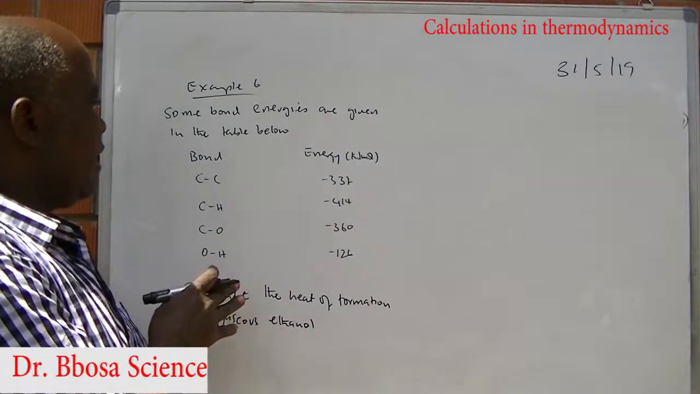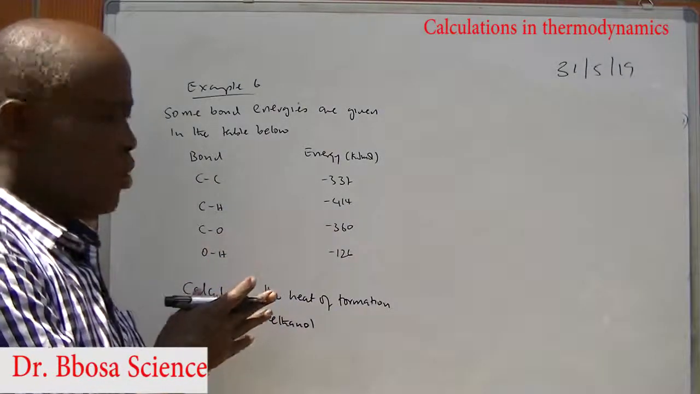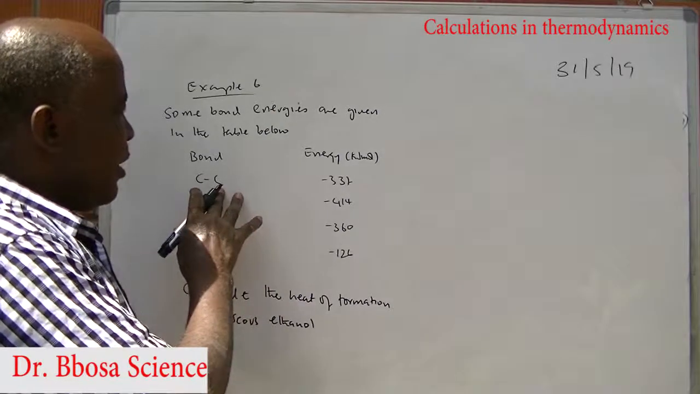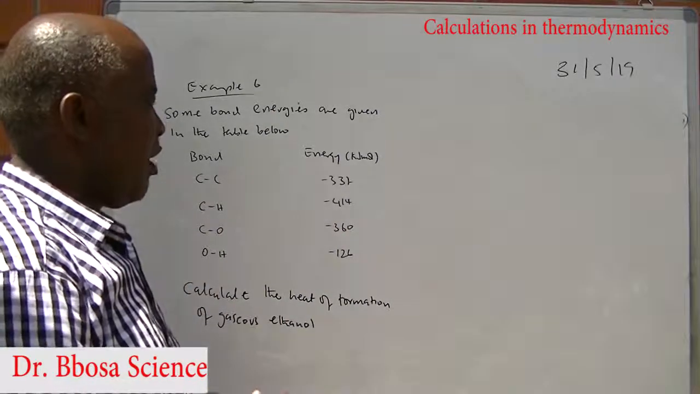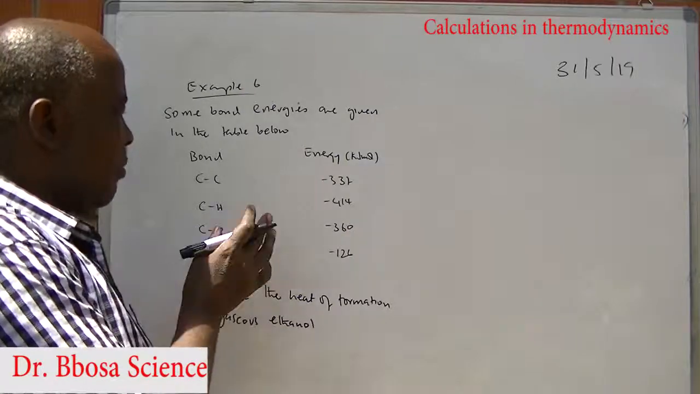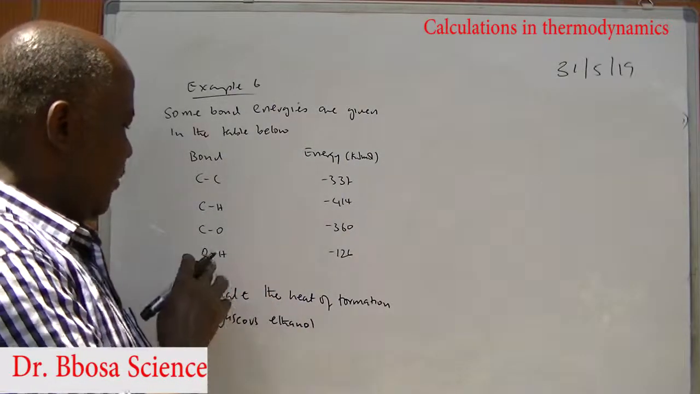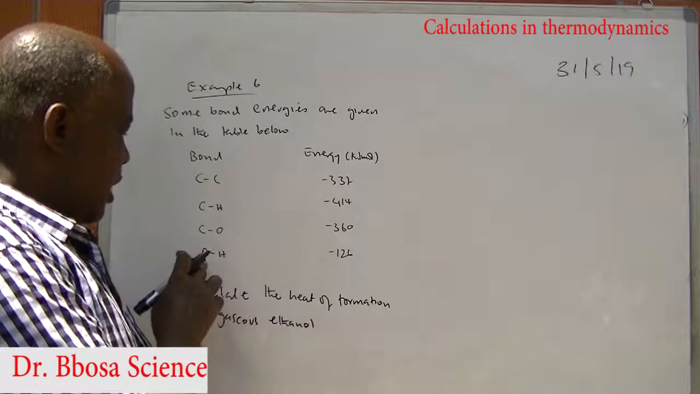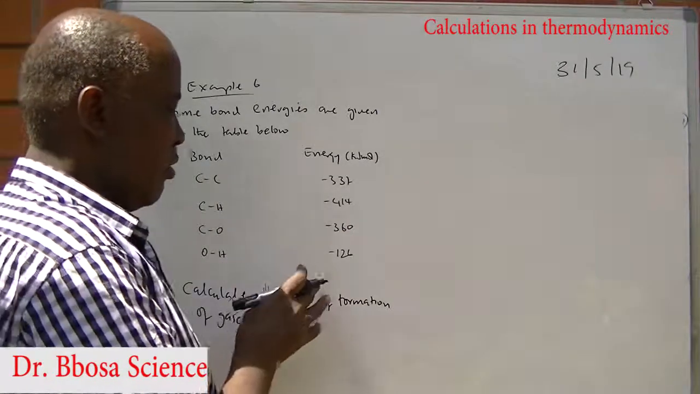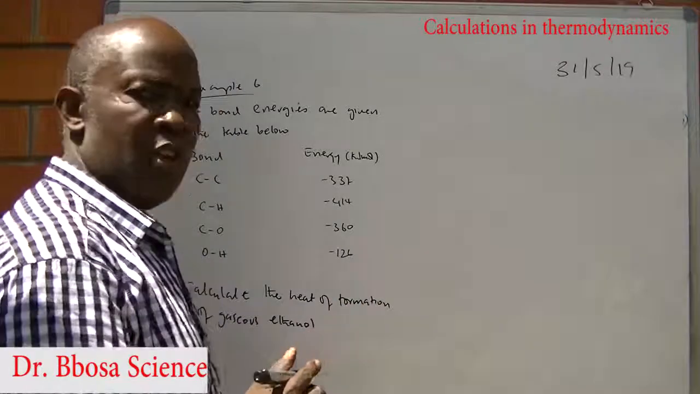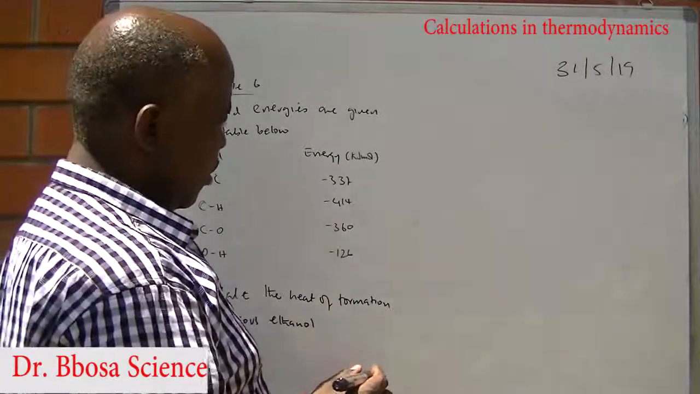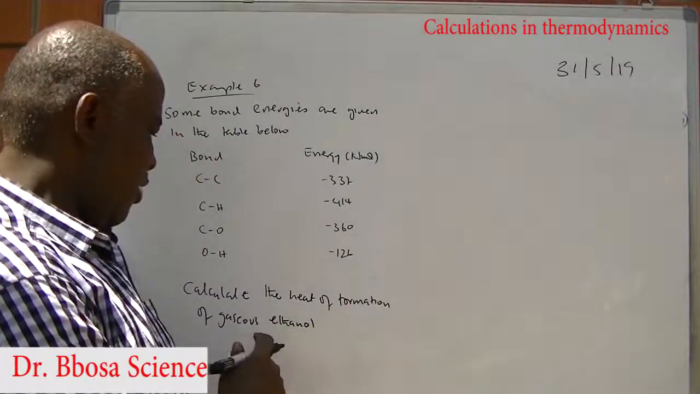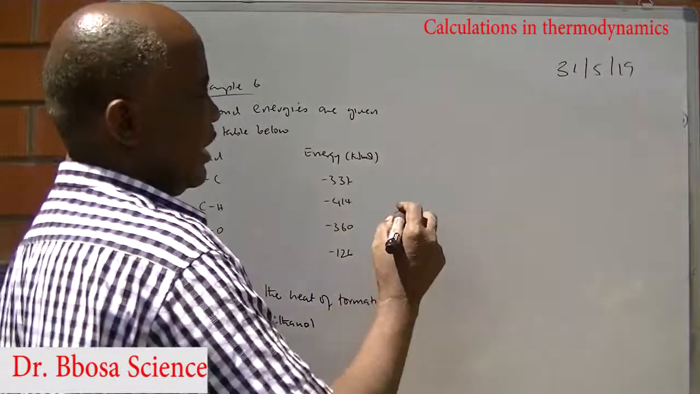Example 6. Some bond energies are given in the table below. Carbon-carbon bond, 337. Carbon-hydrogen bond, 414. Carbon-oxygen bond, 360. Oxygen-hydrogen bond is 126 kilojoules per mole. Then calculate the heat of formation of gaseous ethanol.